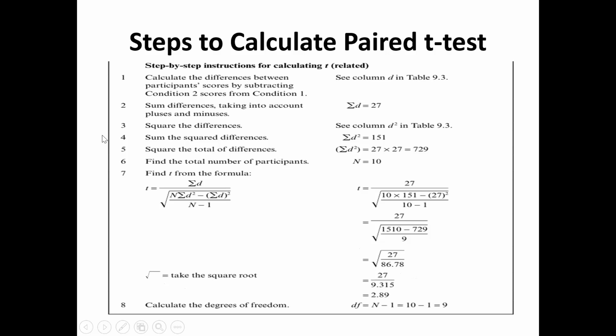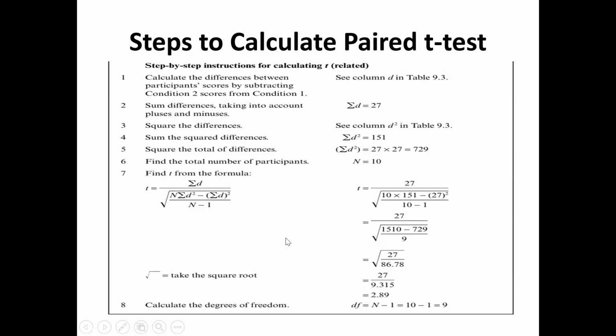Now the next thing, step 8, is to calculate the degree of freedom. The degree of freedom has a formula, unlike what we obtained while calculating Pearson. In Pearson, the degree of freedom is n minus 2. For the paired sample t-test, it is n minus 1. So n is 10, minus 1. That will give us 9.